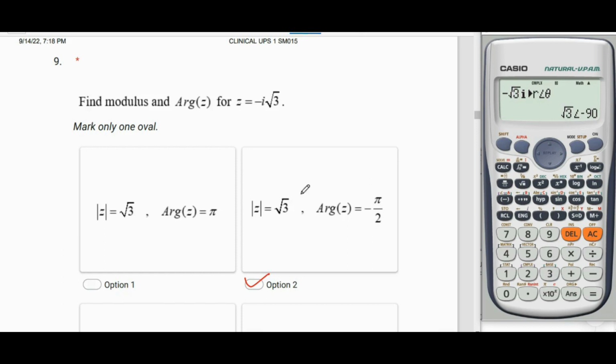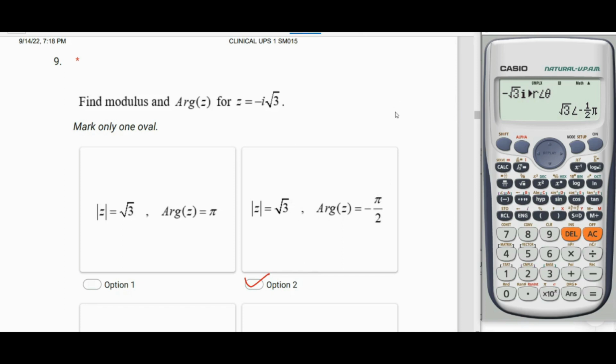So automatically we can read the modulus is 3, and the argument is 90 degrees. Okay, so bear in mind when we're doing complex numbers, we cannot use degrees. We must use radians. So automatically it will change to radians, negative 1 over 2 pi. So here will be our answer. So that is using the calculator to check the answer.